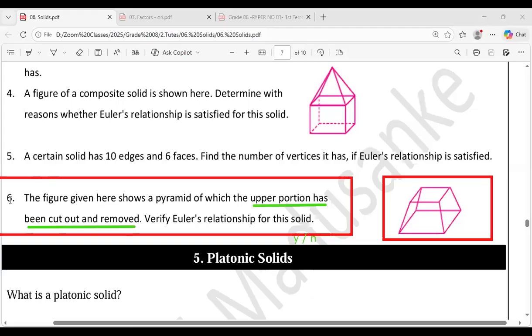Right. So do the sixth one. The figure given here shows a pyramid whose upper portion has been cut out and removed. Verify Euler's relationship for this solid. You have to just send me whether it is satisfied or not. Yes or no. He is saying yes. Let's see everyone.